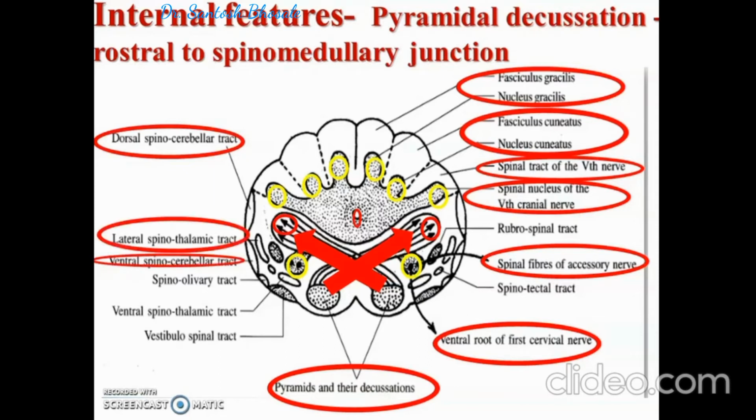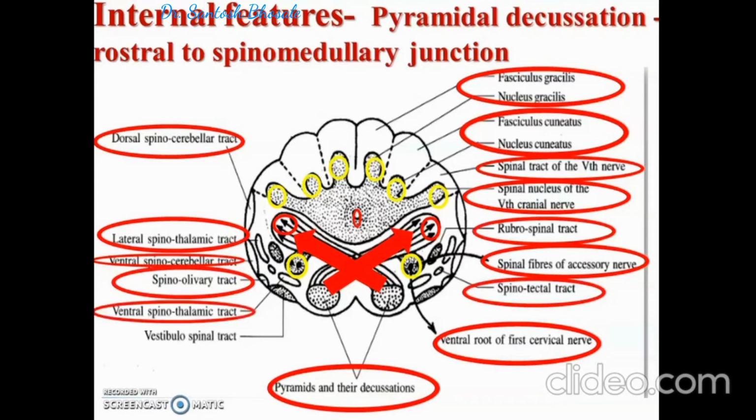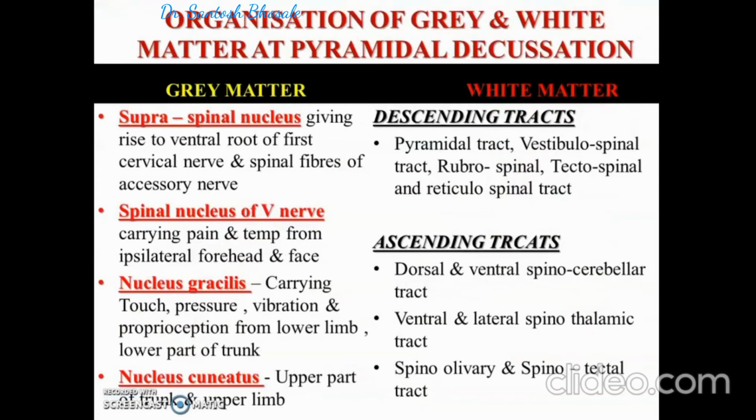And you will see other white matter here like the lateral spinothalamic tract carrying pain and temperature, spino-olivary tract, rubrospinal tract, vestibulospinal tract. So, these are the different parts of the white matter, and when you divide the grey matter and white matter at this level, the grey matter, that is the collection of neurons, is in the form of the supraspinal nucleus, giving origin to the ventral root of the first cervical nerve and accessory nerve.